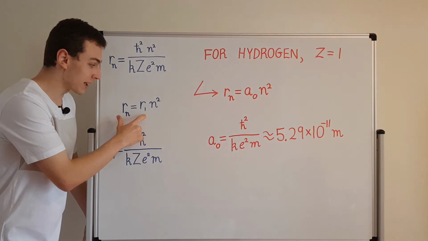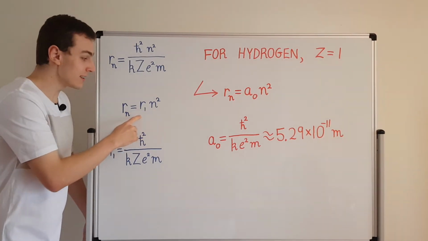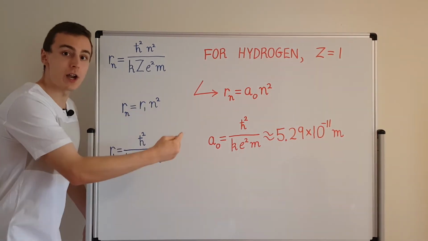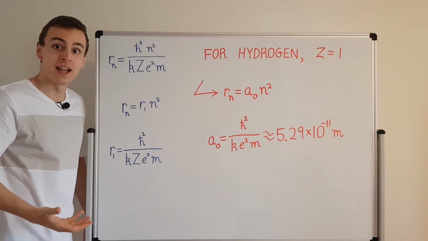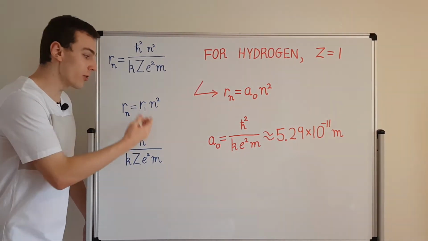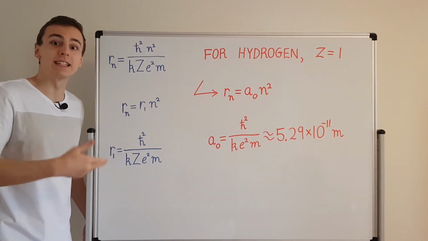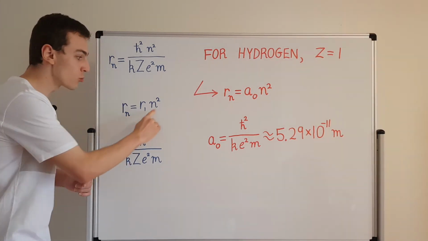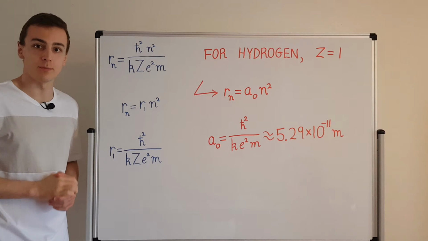So the first radius is going to be n equals 1. The second radius is going to be n equals 2, and that's actually going to be 2 squared times R1, which is 4 times bigger. And we can continue like this. The third radius is going to be 9 times bigger, and the fourth radius is going to be 16 times bigger. So it grows with a square. It's a quadratic proportionality. So that's an important observation to make.